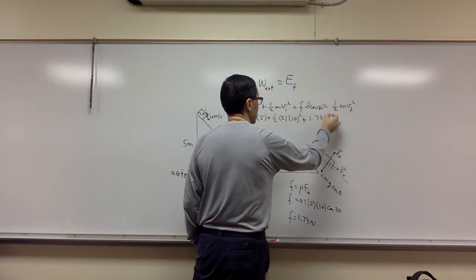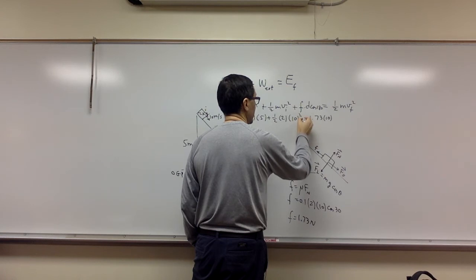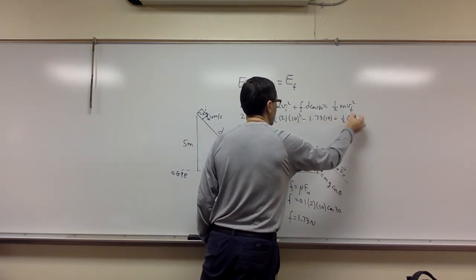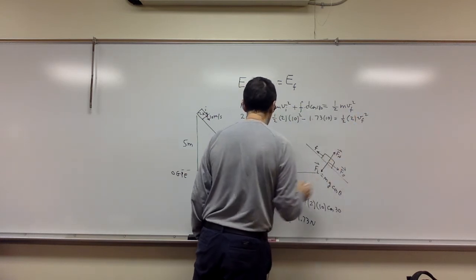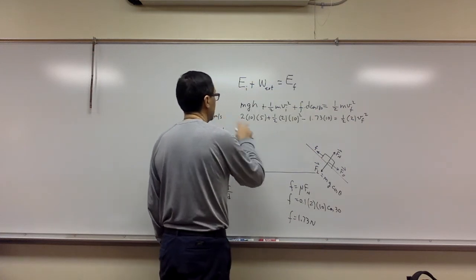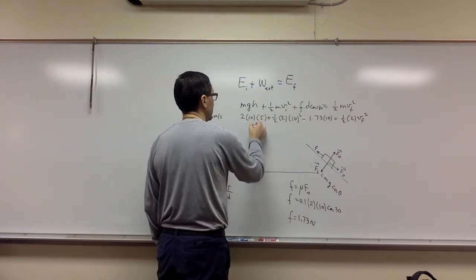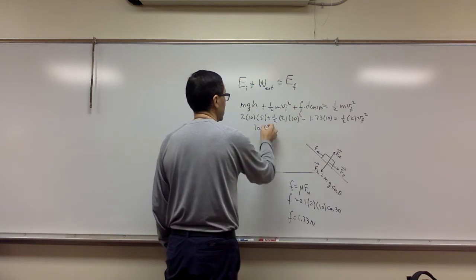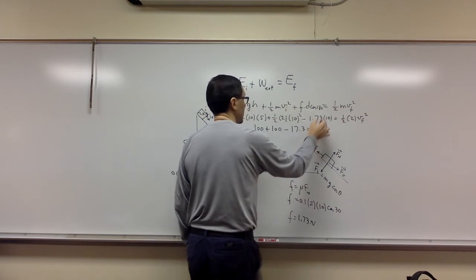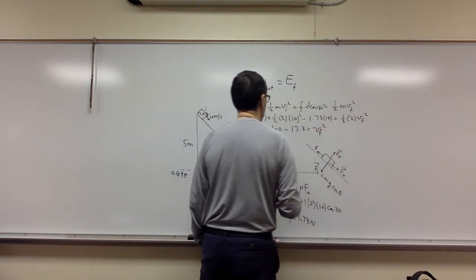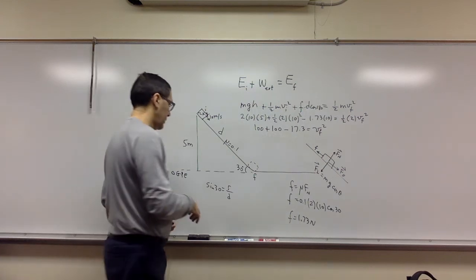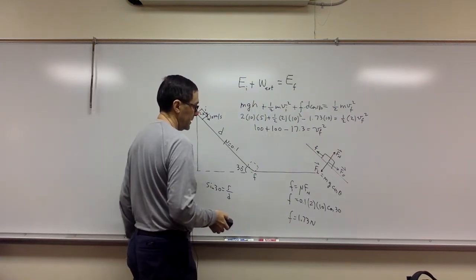A lot of 10s. Cosine of 180 is -1, so I'll put a negative here, equals half times 2 for the mass, V final squared. And it should be less than what we found earlier. So let's see what we got here. 20, that's 100. Okay, this is another 100, minus 17.3 equals V final squared. And you can solve that equation, and you should get a V that's less than before.